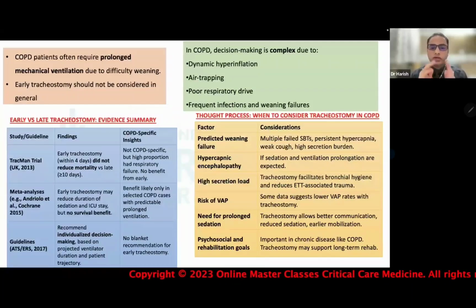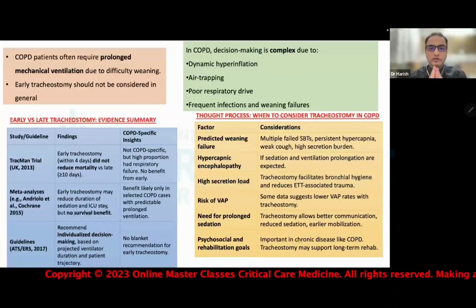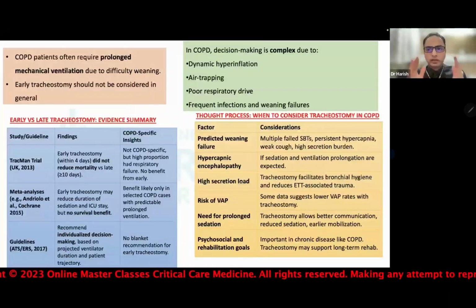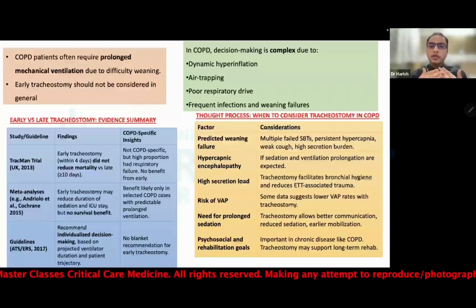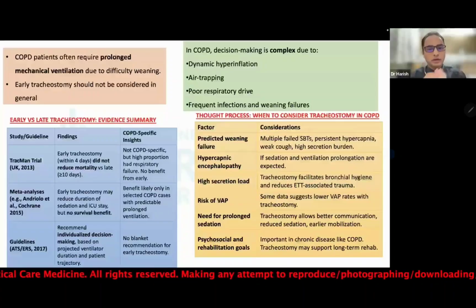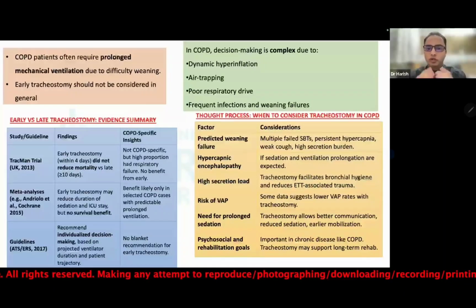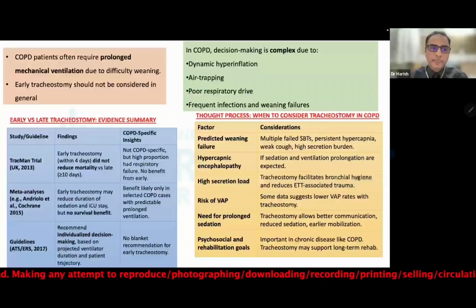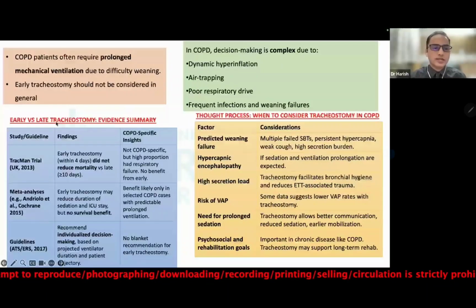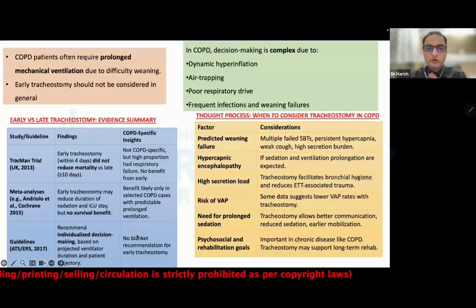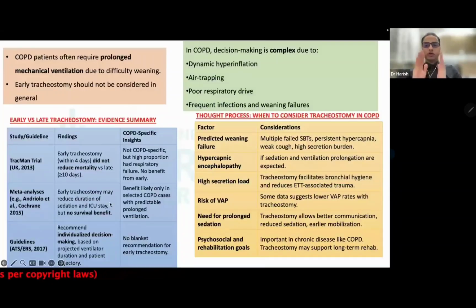So you need to consider all these things when you plan for the tracheostomy, because it is a never ending story. Again, they can come with an acute infective exacerbation, dynamic hyperinflation, poor respiratory drive, all these things can happen. There is some general evidence for early versus late tracheostomy, but when it comes to COPD, we don't have a real head-to-head comparison. We have the TracMan trial, one of the meta-analyses, but it did not particularly look into COPD, that you need to understand.